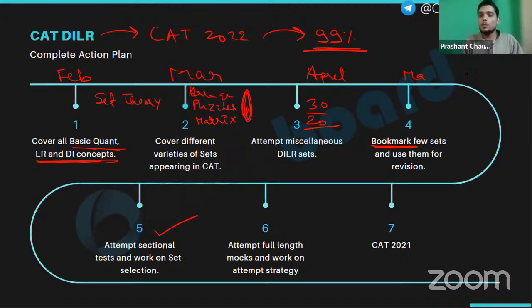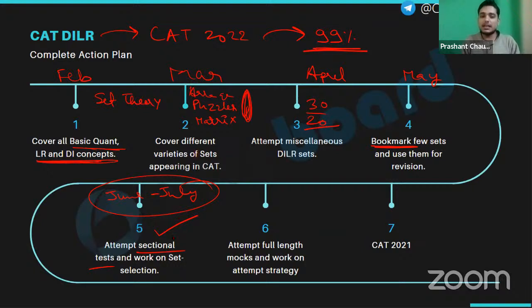Up to May, you should have covered all the basic concepts. You should have solved a good number of sets and bookmarked a few of them. Now, from June or July, you should try taking some sectional tests. Whenever you are taking sectional tests, try to work on your strategy part. Just solving a set at home and in the exam is different because of this strategy only.